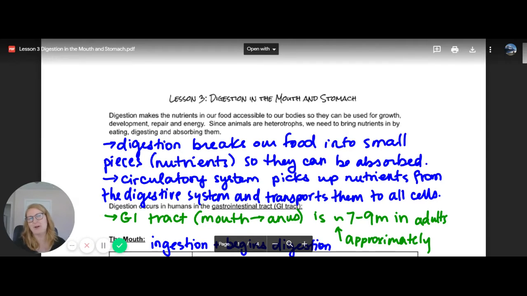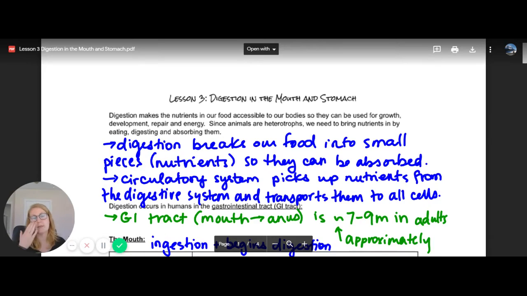So now that we've talked a little bit about why we animals need to eat, as well as the types of things we need to eat, we're going to start to look at digestion. So, how do we take those nutrients that are in our food and break them down into pieces that our body can actually use and can actually transport?